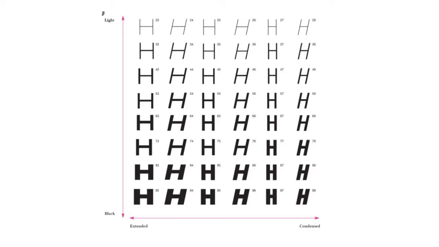Frutiger Scale is all about the measurement of extended versus condensed versions of a typeface, as well as light versus black in this scale, or bold, as we would more commonly put it today. Frutiger scale describes all of those variations that can go into a typeface. So let's just go ahead and use the top left as our example. 23, the lightest and most extended version of this typeface that we're looking at right now.